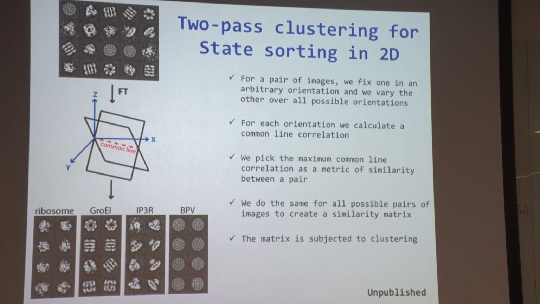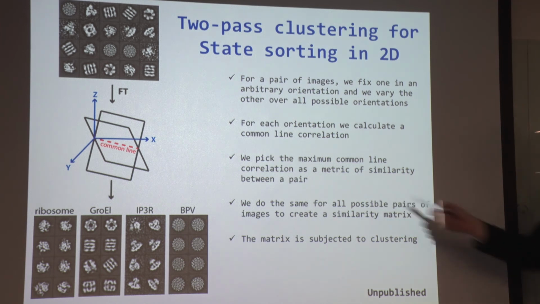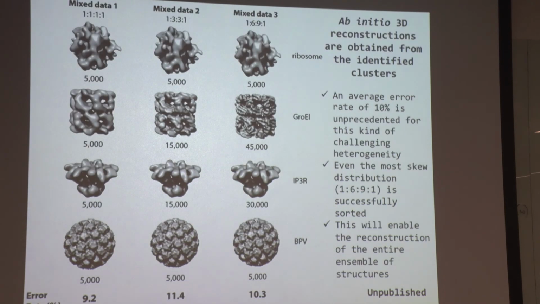So we went ahead and developed a two-pass clustering procedure for sorting states, whereby for every pair of images, we fix one in an arbitrary orientation, and then we find the orientation of the second one which gives maximal correlation, and then we pick the maximum and use that as a metric of similarity between a pair. Then we create a matrix that we subject to clustering, and out come the different states, and then we can use standard reconstruction techniques to reconstruct the different piles.